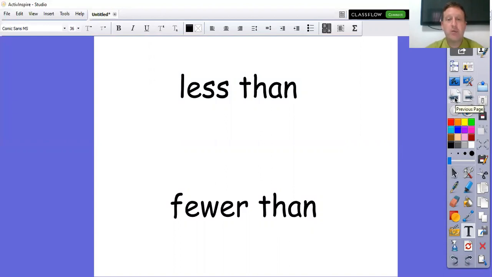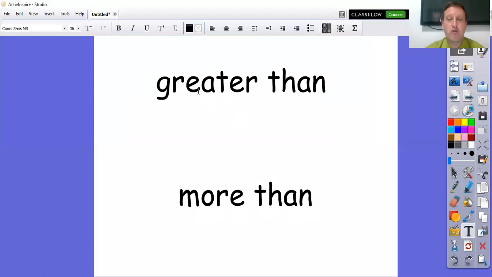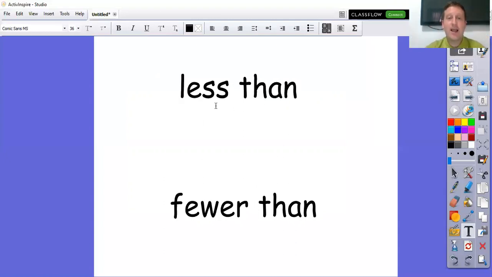So let's just look at the vocabulary again. And can you say it with me? We have greater than, more than. And again, these mean the biggest number. We also have less than. And less than also means fewer than. And this is the smallest number.